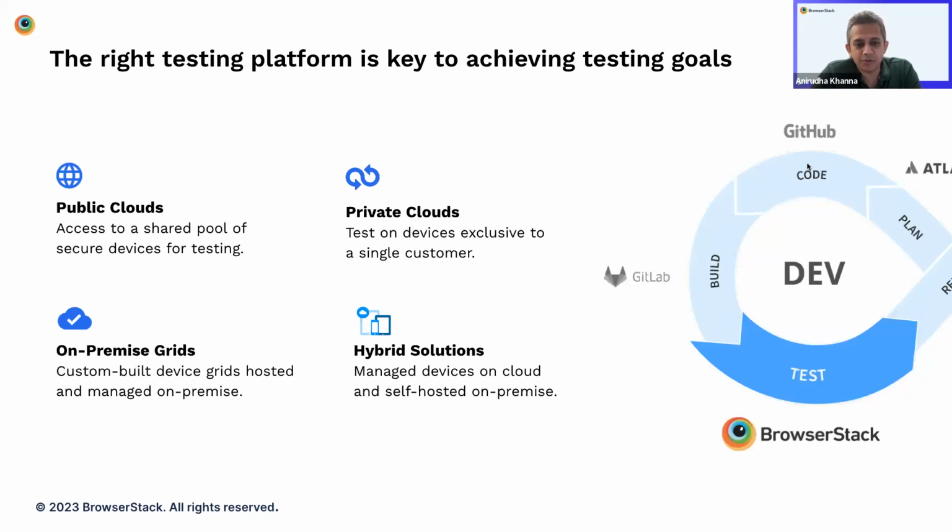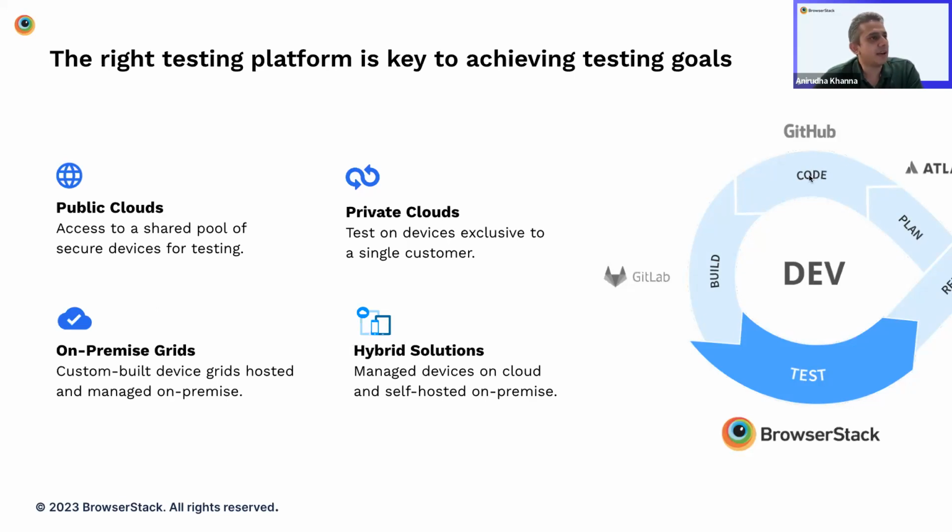And then we have hybrid solutions. Hybrid solutions are where customers generally deploy a combination of the above three, right? Like I mentioned, Ivy Comtech does public clouds and private clouds. There are some customers I know who also do public clouds and on-premise grids, right? And this gives them a unique combination of capabilities that they can leverage for their testing. So you essentially have to choose a platform and a solution that best suits your needs, and that, I think, is the most important thing here.